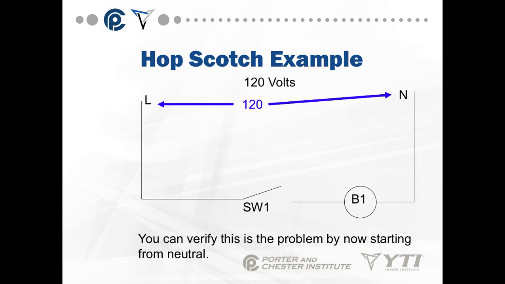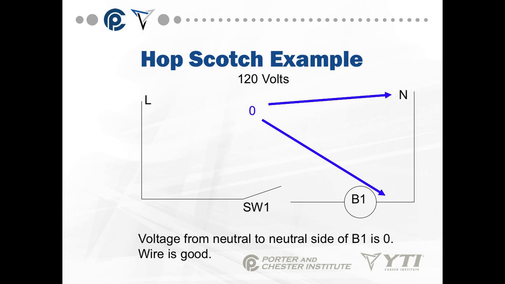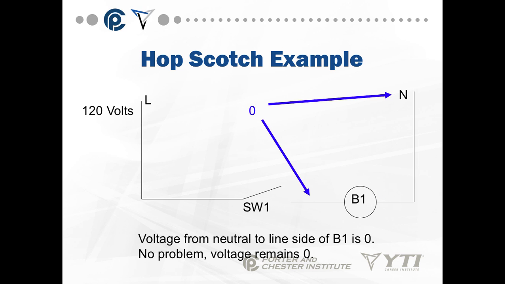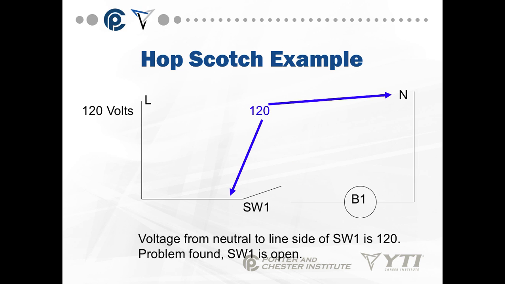I can verify the problem now by starting from neutral. Okay, go back to line of neutral. Then take a voltage reading from neutral to the neutral side of B1. That wire's good. Voltage from neutral to line side of B1. No problem, voltage remains 0. Neutral to line side of switch 1 is 120. Problem found. Switch 1 is open.